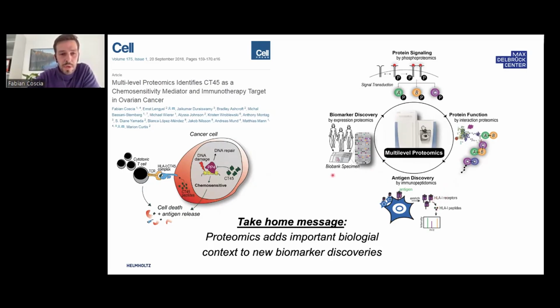So while this study, I think, clearly showed that we can identify important new biomarkers from archival patient material, I think one highlight was also to mention that mass spectrometry-based proteomics tools could really contextualize these new discoveries and provide important additional information to really get to the cellular function of the protein and thereby have more biological and mechanistic insights into novel discoveries.